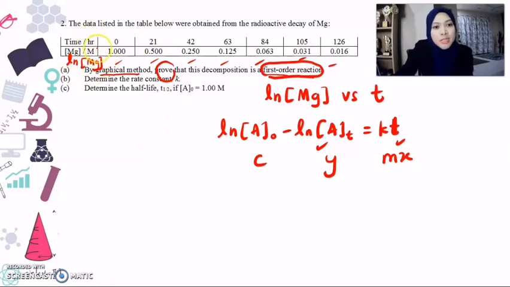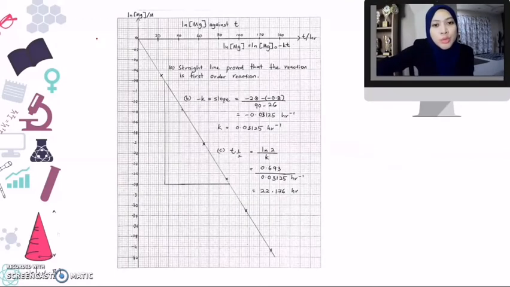I want to show you the graph that I already plotted. I calculated the ln Mg and plotted it against time, so I get a straight line. So this proves that the reaction is first order. What happens if I don't get a straight line for this graph? It means that the reaction is not first order. It might be zero order or second order.